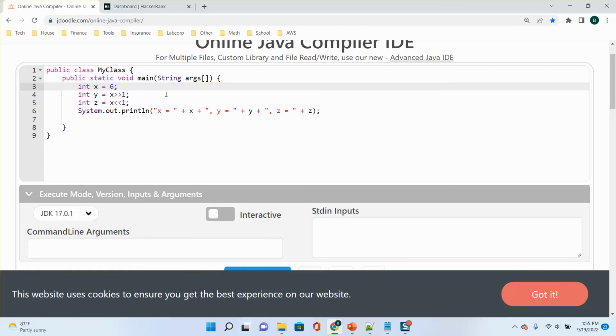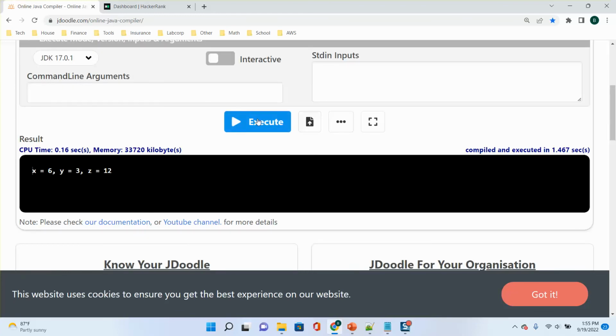Okay. So if you want to go deeper, you can think about the negative number. Okay. So if I have a negative 5, what happens here? Okay. That's right.